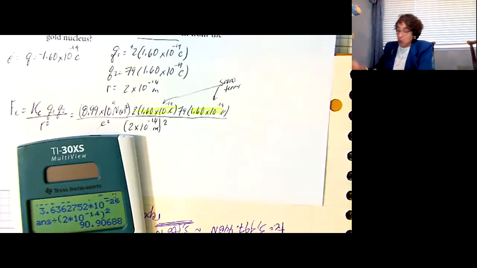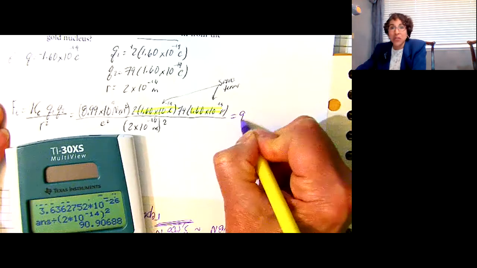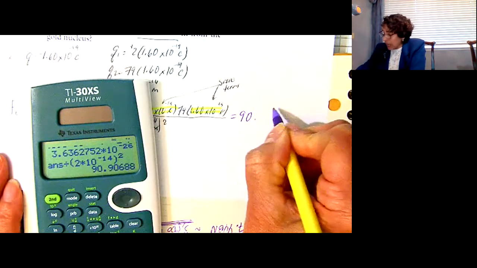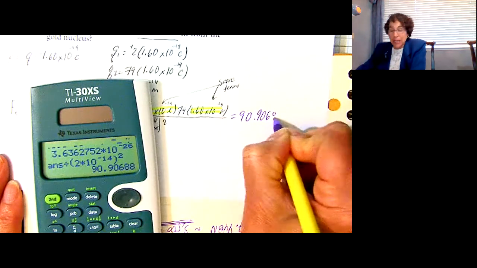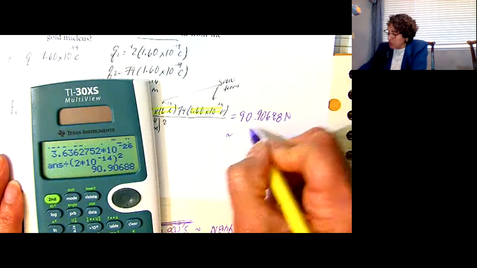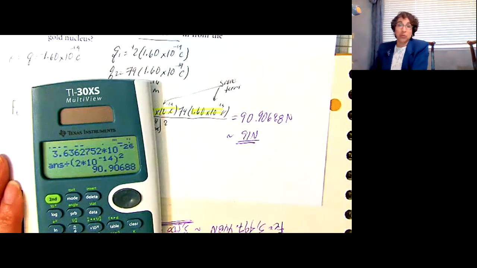As you guys have noticed, I always say check your work. If you have time, check it again. Make sure you got the right number. So I got 90.90688 newtons. With two significant figures, that's about 91 newtons.